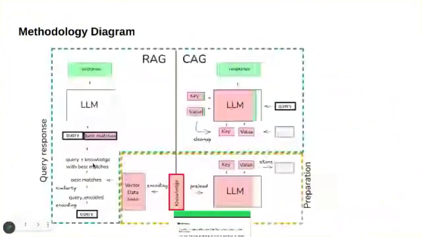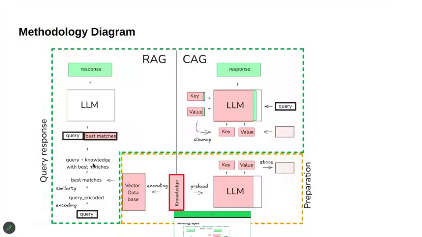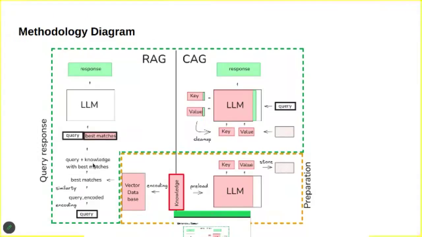So that's why it's called cache augmented generation. Augmentation means incrementing, an increment in memory or knowledge or speed, it's just increment. So we get a response there.